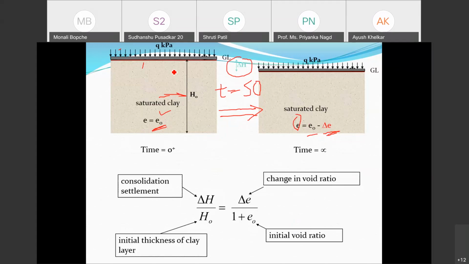Using the thickness and the void ratio, the equation between these two is delta H upon H0 equals delta e upon 1 plus e0. Here delta H is the change in thickness of the soil, and H0 is the initial thickness of your soil layer. So if you are able to identify the change in the void ratio and the initial void ratio, and you know the thickness H0, you can find out the settlement of your formation. So this is a simple concept of consolidation settlement.